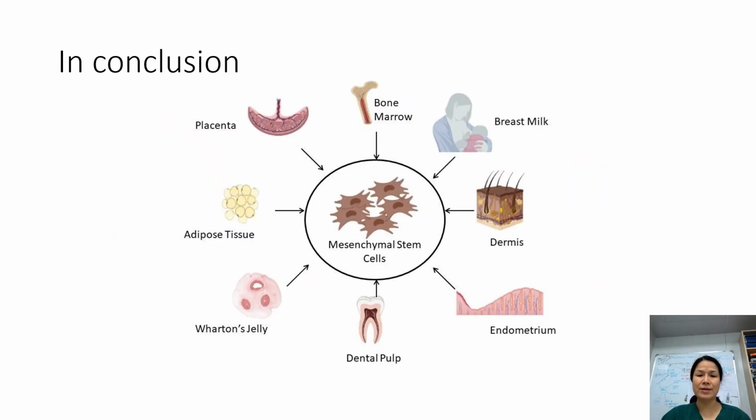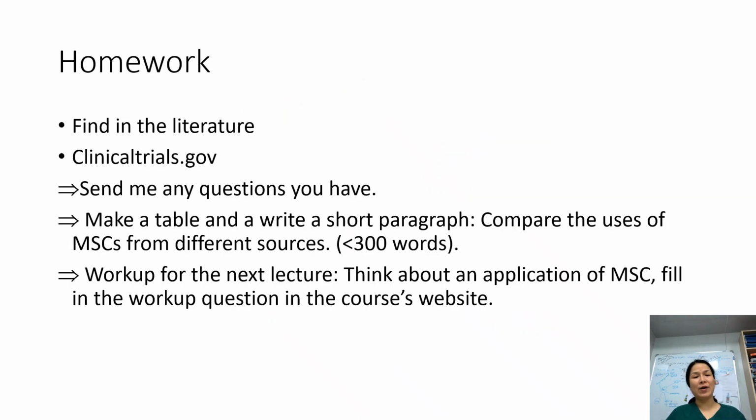In conclusion, these are the sources of stem cells we need to remember. For homework, please find in the literature. You can go to the NIH library or clinicaltrials.gov, and please send me any questions you have about the class. Also make a table and write a short paragraph on the use of MSC from different sources.